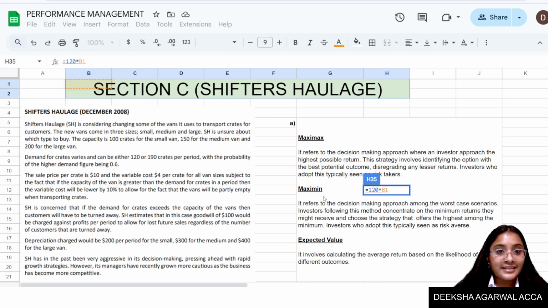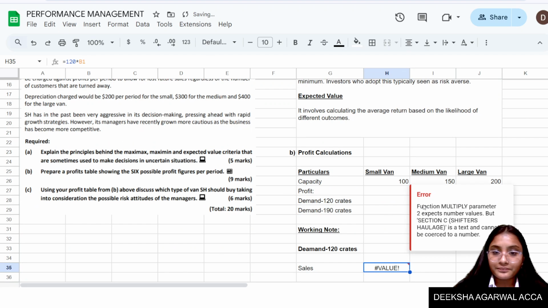Next they are saying that the company is concerned that if the demand for crates exceeds the capacity of the van, the customer will have to be turned away. Then see how depreciation is given to you. My depreciation is basically given to me. Whenever these types of things are given to you, we solve it very simply. First of all, we will calculate your sales, then variable cost, then goodwill, then adjustments like depreciation, and then we are good to go. Now let's do it.